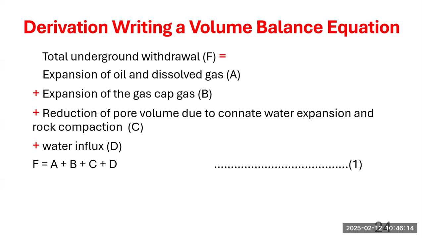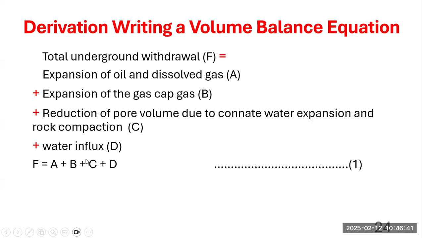Okay, so your total underground withdrawal, that's your oil and your gas and your water produced from your reservoir, equals the expansion of oil and the dissolved gas. This is referred to as your A. In this equation 1, you have your F equals A plus B plus C plus D. So your A is the expansion of oil and dissolved gas. You remember? The expansion of the gas cap gas, that's your B.